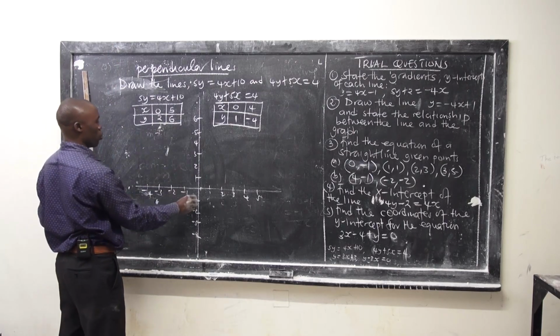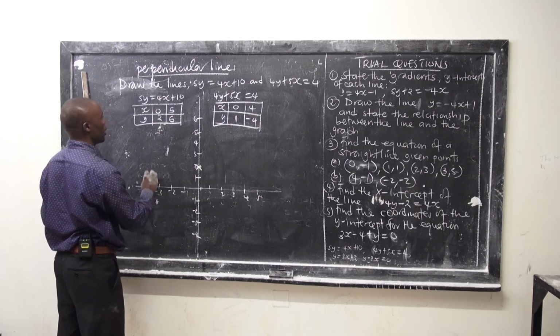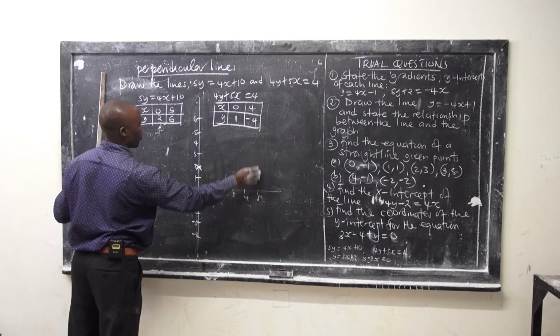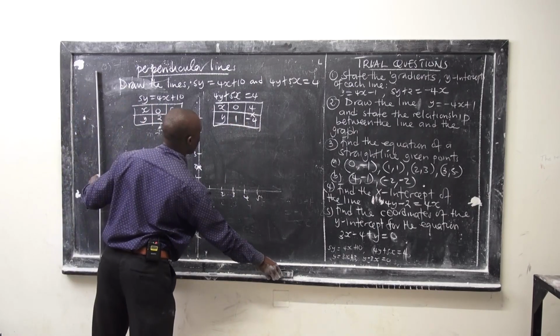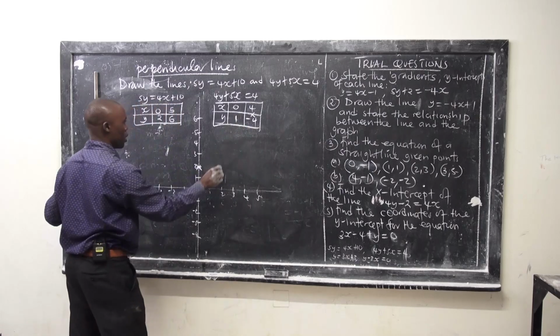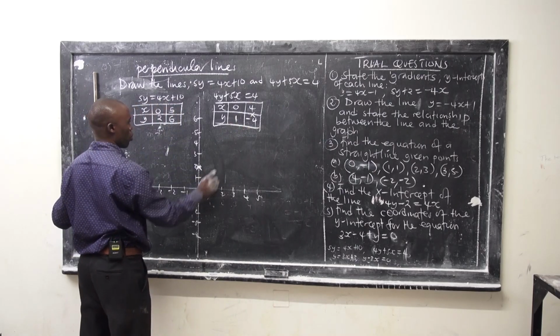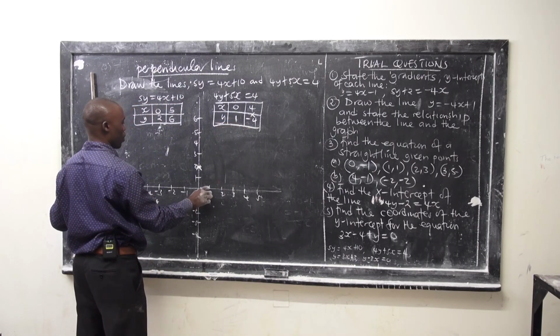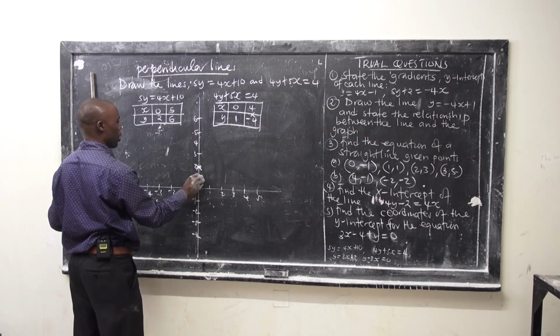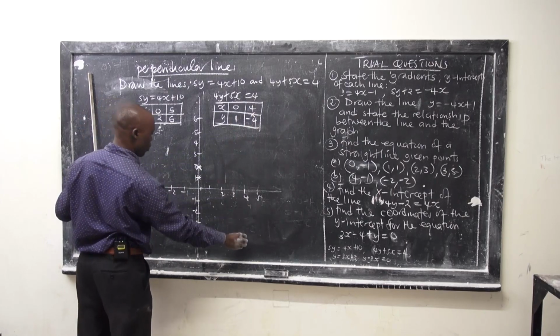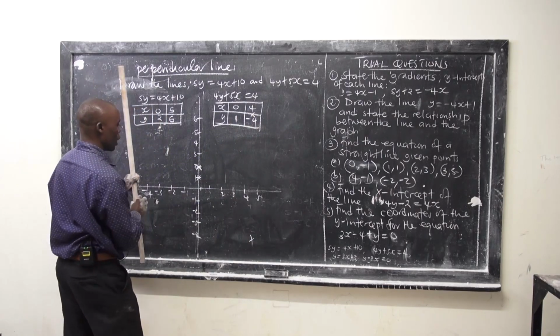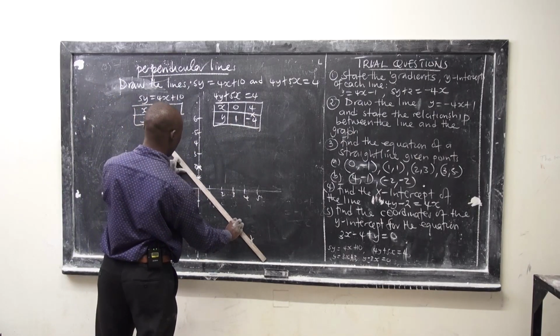So (0, 2) is right here. Then (5, 6) is somewhere there. I think you remove that table. Then (0, 1) is up there, then (4, -4) is right here. So you can try to pass through these two lines.